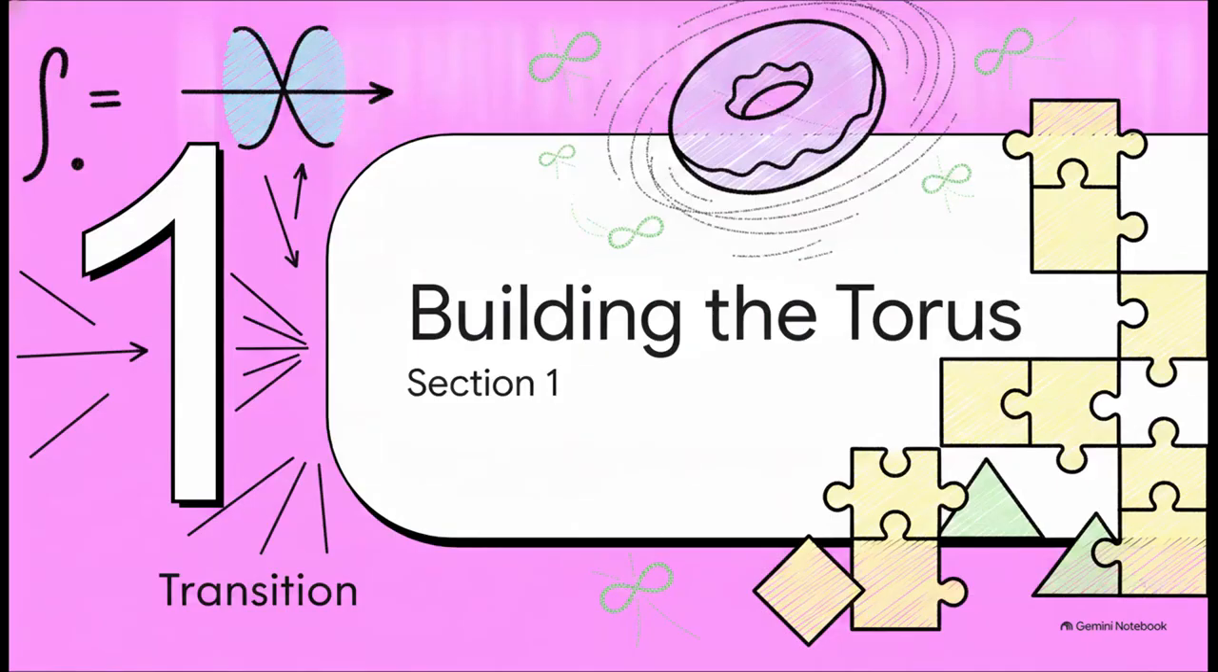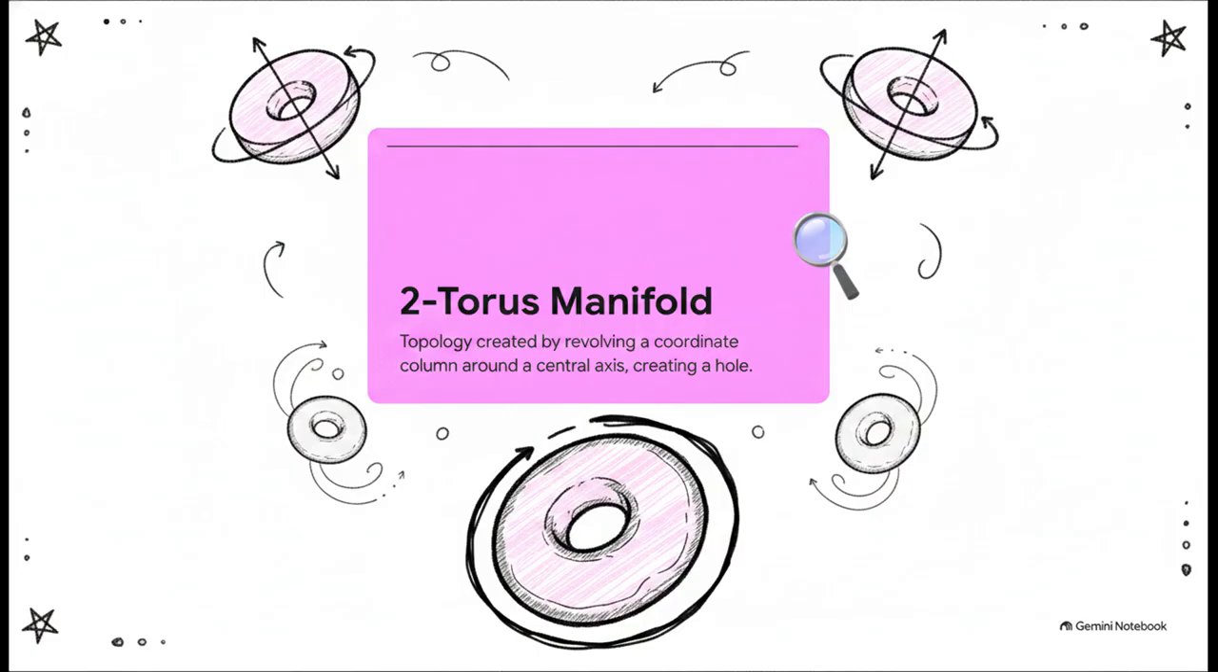Section 1. Building the torus. Let's move to this and see how it builds, because we are transitioning out of abstract calculus and jumping into a highly physical, geometric puzzle. In differential geometry, a two-torus manifold is a very specific topology. Honestly, just visualize a literal donut shape. If you revolve a specific coordinate column around a vertical axis, you generate this exact torus topology.